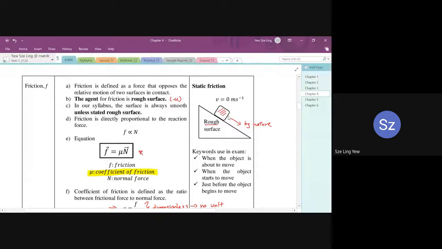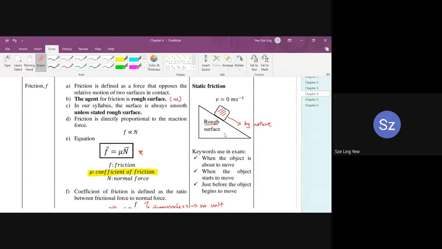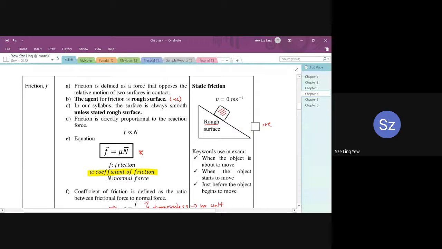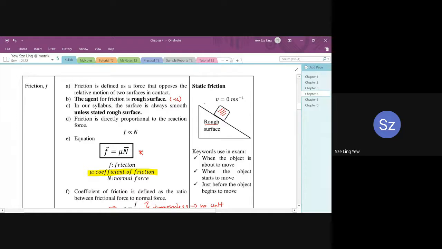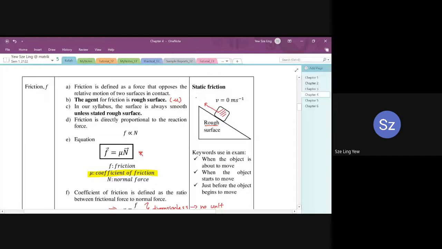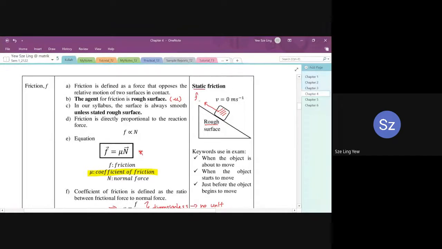Therefore, if the object is not moving, what does it mean? It means there is a frictional force acting in the opposite direction that stops it from moving, that prevents it from sliding down. This one we call F, and because we are looking at static friction, we put a subscript S here. So Fs prevents the object from moving. Your object will stay at this position without moving, with the frictional force going up.